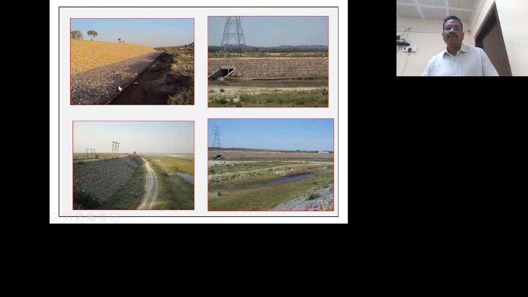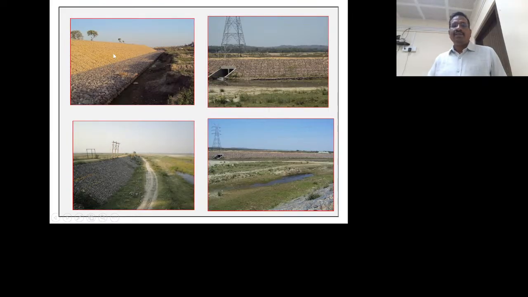Here you see different types of revetment on the banks of various rivers. This is the Swan River photos. See here, this is the sloping portion, and the launching apron is here, you can see. Here you see, this is the sloping portion. This is the launching apron.